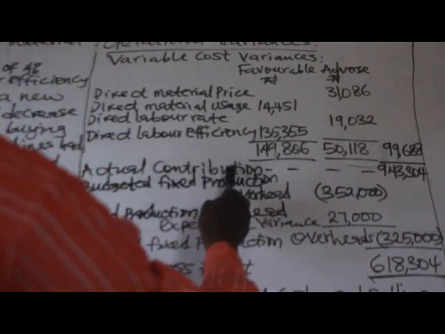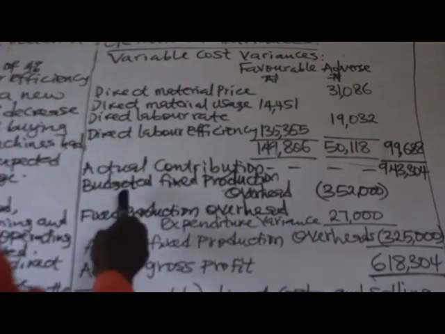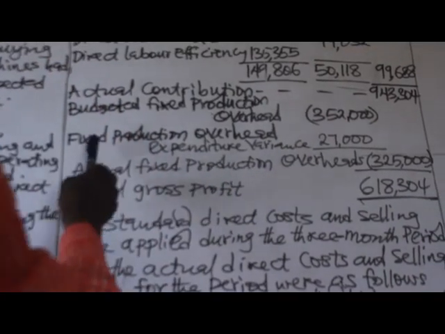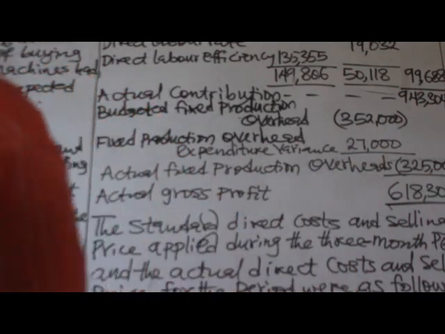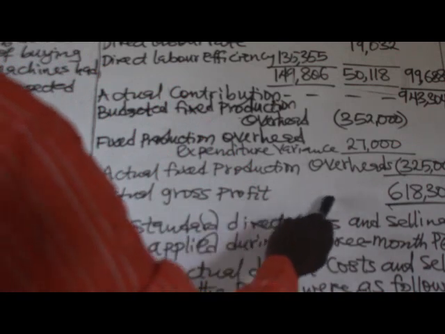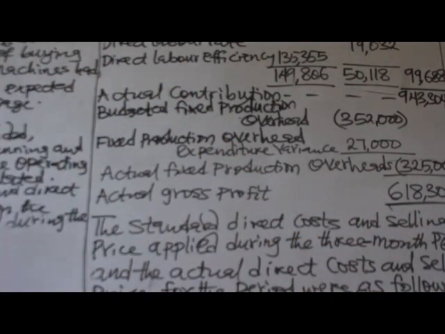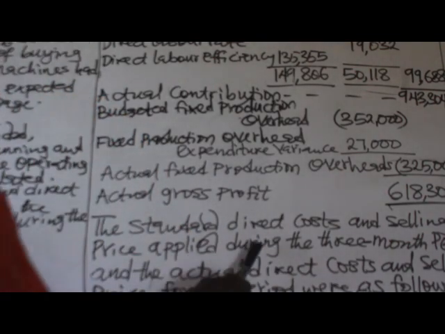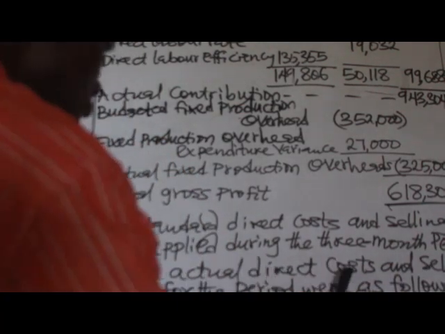Then we have actual contribution of 943,304. Budgeted fixed production overheads we have 352,000. Fixed production overheads expenditure variance we have 27,000. Then actual fixed production overheads 325,000. Then actual gross profit 618,304.